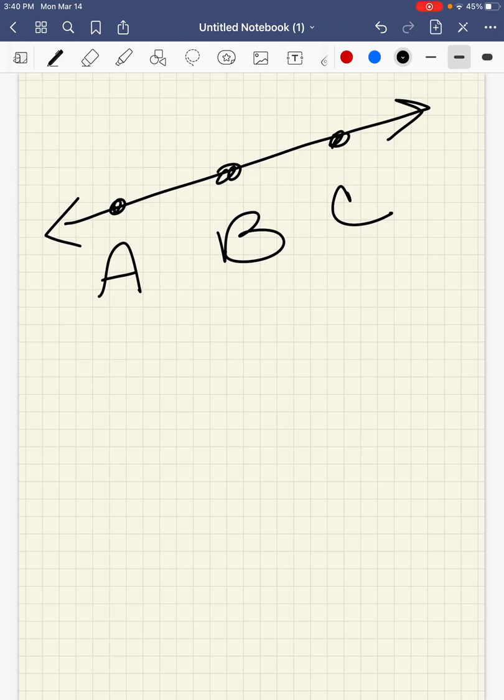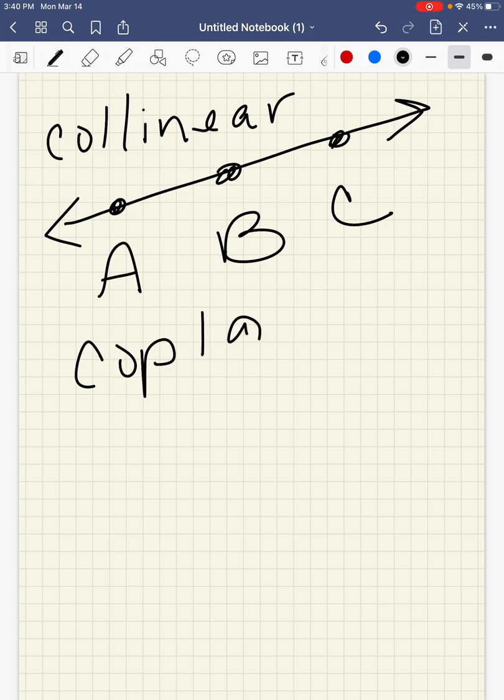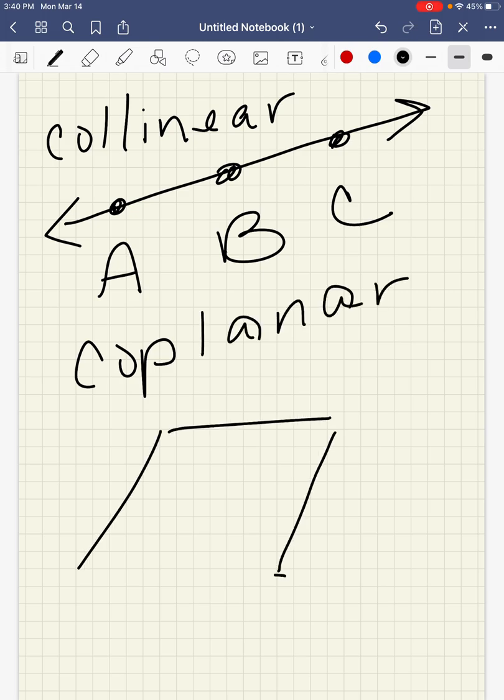Coplanar, write that on here, is just what it sounds like now that you know what collinear is. Coplanar points are points that are all in the same plane. So, for example, anything that you can draw on your sheet of paper is coplanar because it is all contained in the same plane.